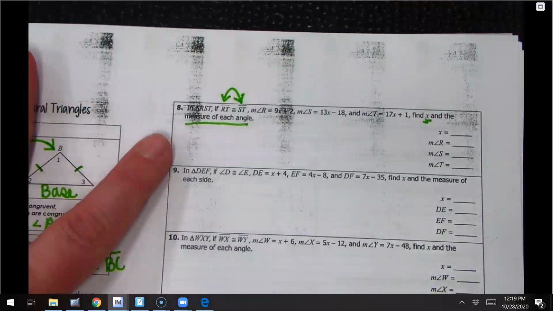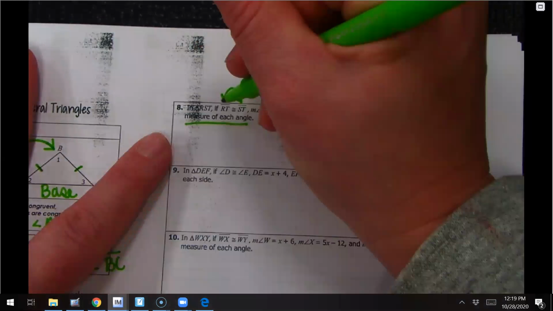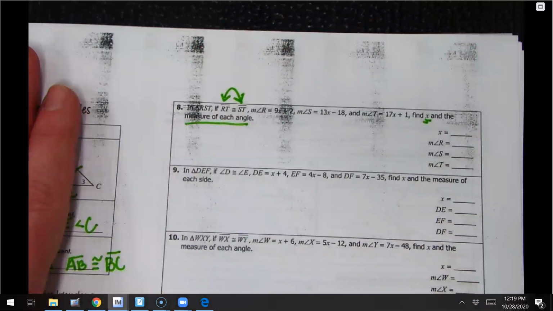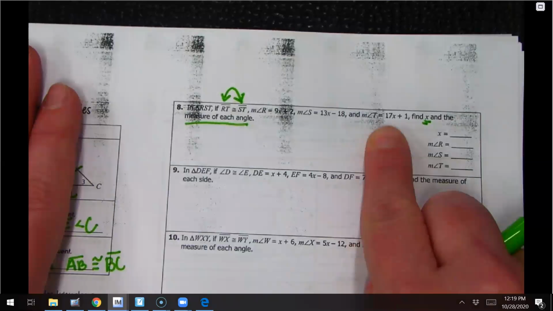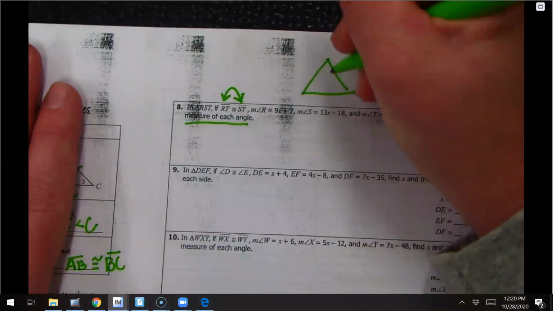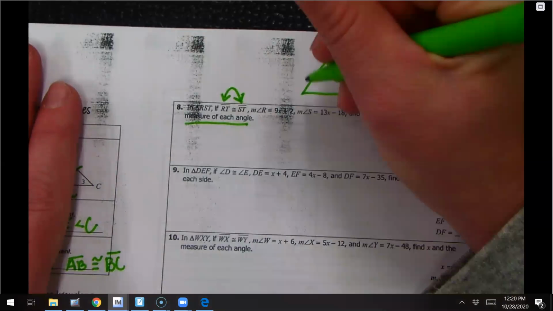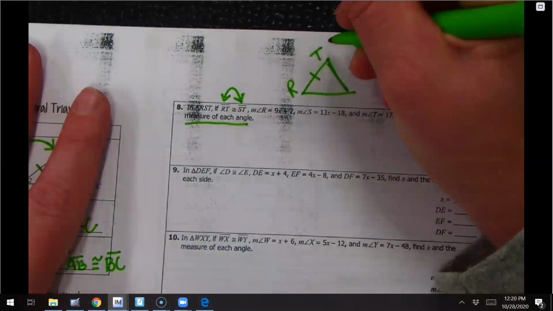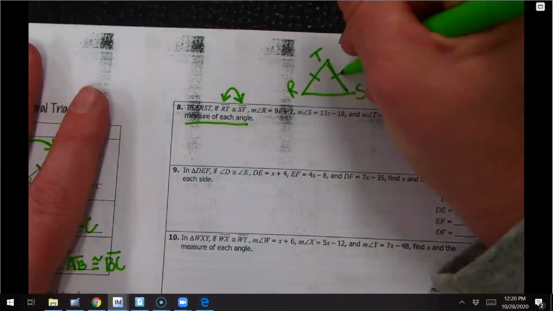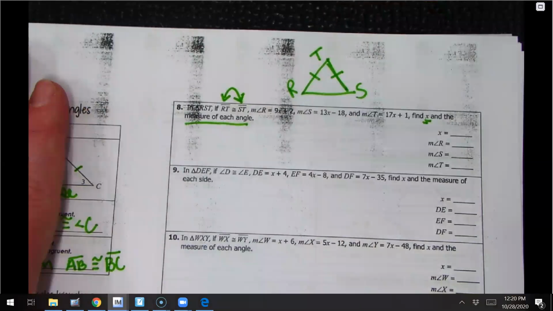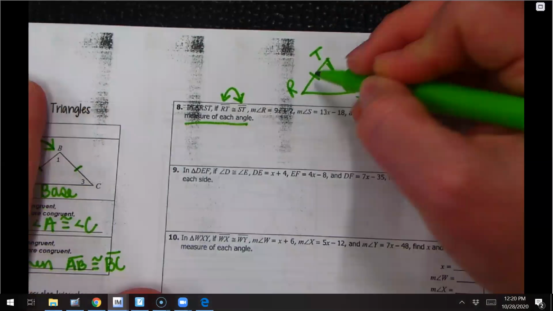Exactly. They give you the sides and then they give you the angles, so we do have to figure out which angles are congruent. For me, I'm going to need to draw that out. Okay, so I've drawn this out. I'm labeling it RT, which is congruent to ST. So I've got RST, and I have my congruent sides: RT is congruent to ST.